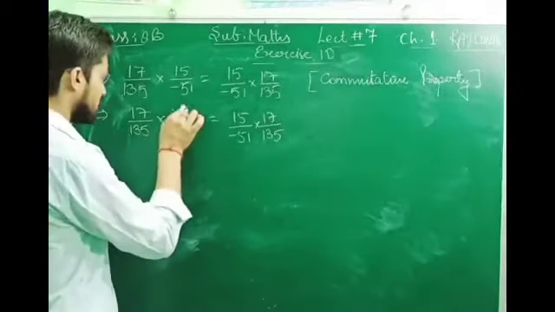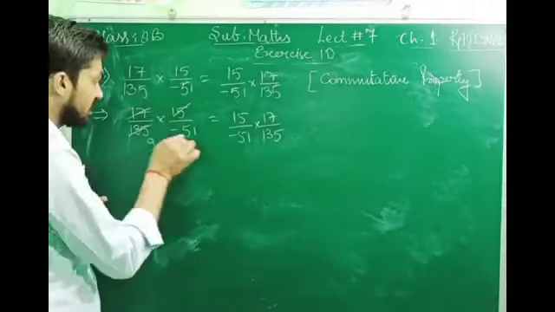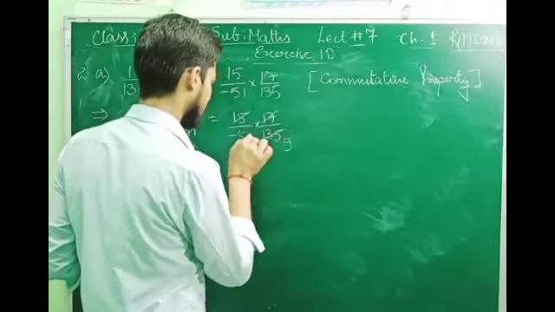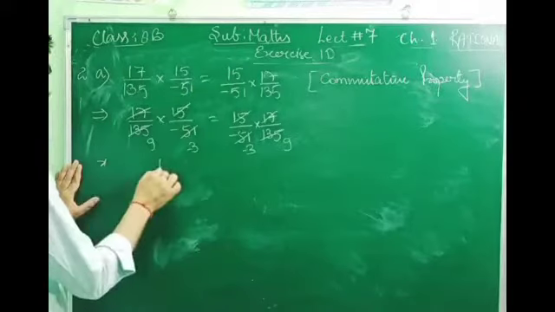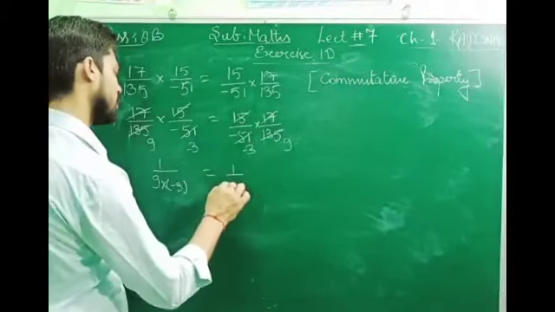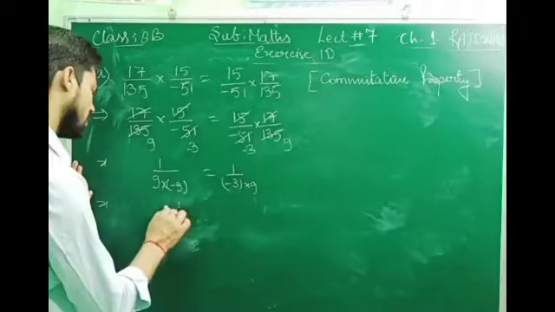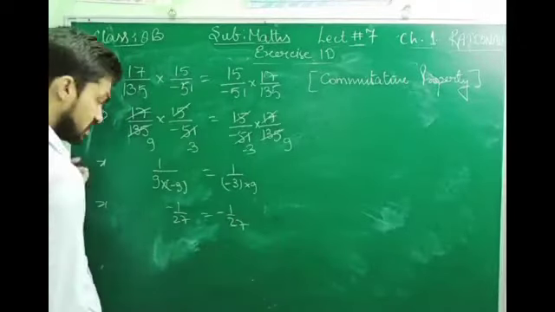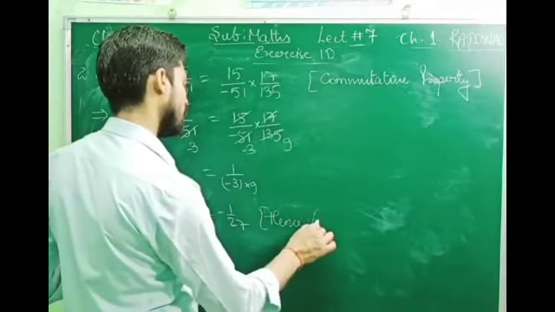Don't fear from it. So 15 9s and 17 3s, with minus sign here. So it will be 1 by 9 into minus 3, equal to 1 upon minus 3 into 9. That is minus 1 upon 27 is equal to 1 upon minus 27. What will you write? Both the sides are equal, hence verified.